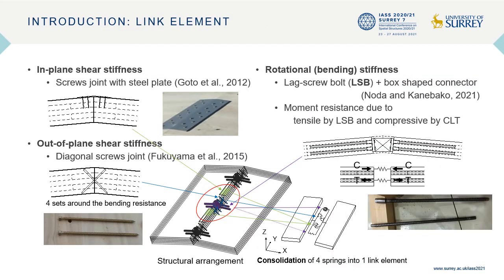Regarding a link element, in-plane and out-of-plane shear stiffness are given by screws with steel plate and diagonal screws. The bending stiffness is given by the tension of the lag screw bolt and the compression of the CLT. And the connector also transfers the axial forces. Each connector is arranged as shown in this figure. These are aggregated into one link element with 4 springs for analysis.